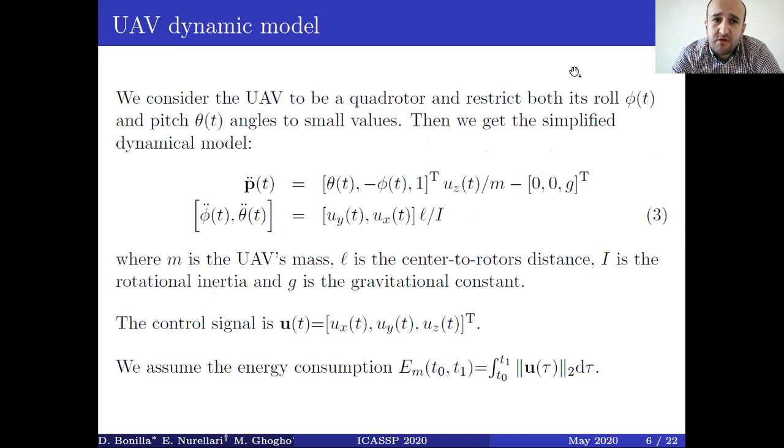In terms of the dynamic model of the UAV, we assume the UAV to be a quadrotor, and to simplify the problem, we restrict both phi and theta to small values. This allows us a simplified dynamic model, but also enables us to capture interesting parameters in terms of communication systems. Again, this is a state-space equation. The control signal u(t) is split into ux, uy and uz of t, and for the energy consumption, we assume a single integrator model.